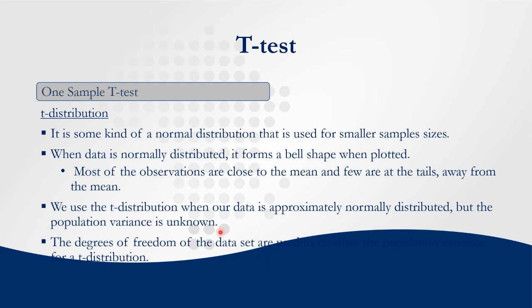We use the t distribution when our data is approximately normally distributed, but the population variance is unknown. And then we use our degrees of freedom to estimate the population variance for a t distribution.